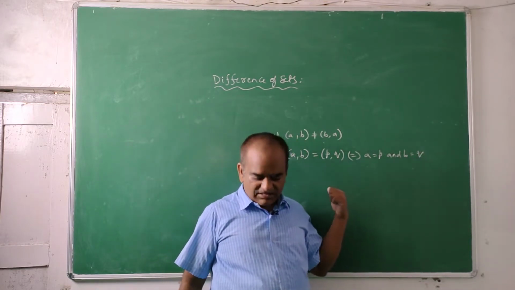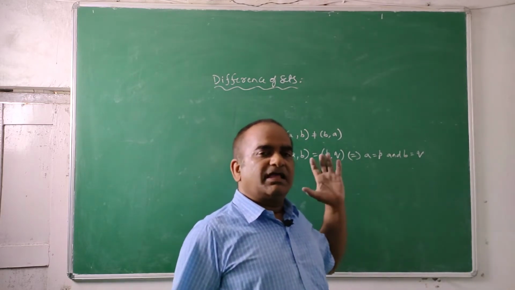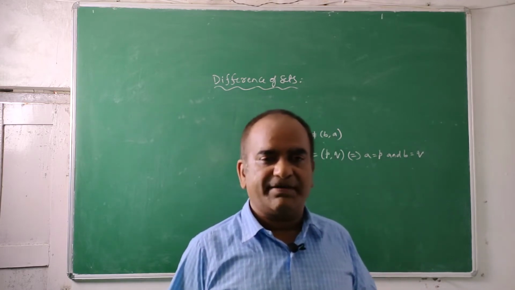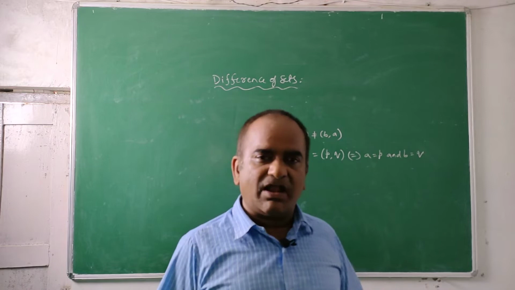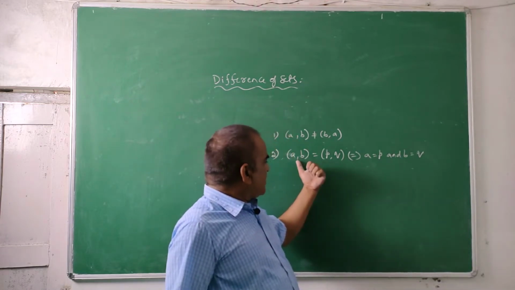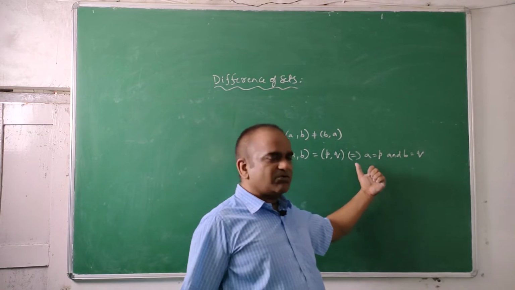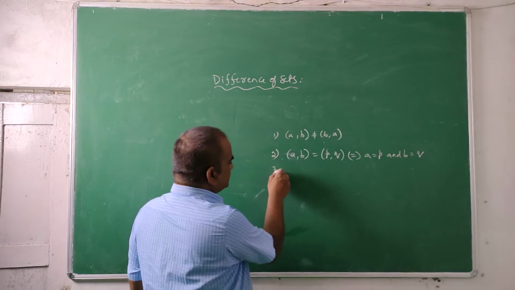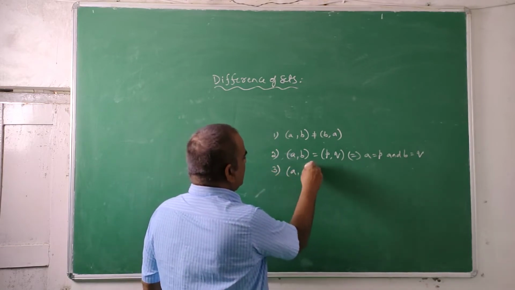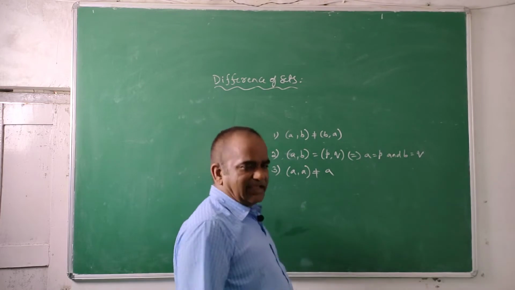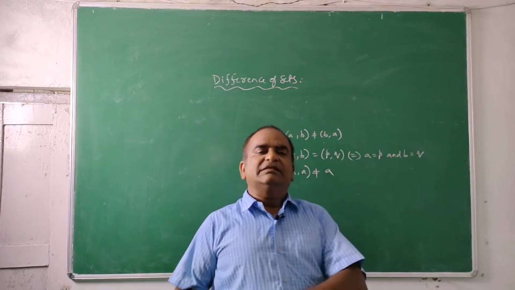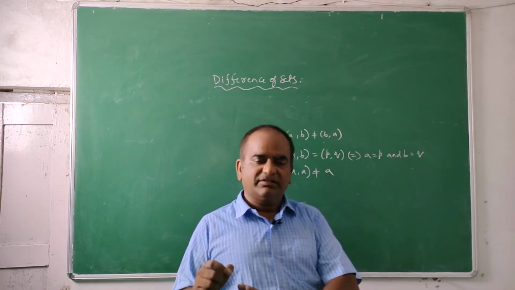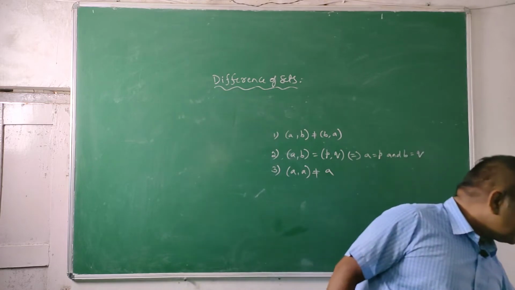This gives us the information about the equality of two ordered pairs, when the two ordered pairs are equal. Ordered pair AB is equal to ordered pair PQ if and only if A is equal to P and B is equal to Q. Coming to the next property, ordered pair AA means it is not simply A. Don't mistake it like that. Ordered pair AA means ordered pair AA only. It is not simply A. So these are the most important things.